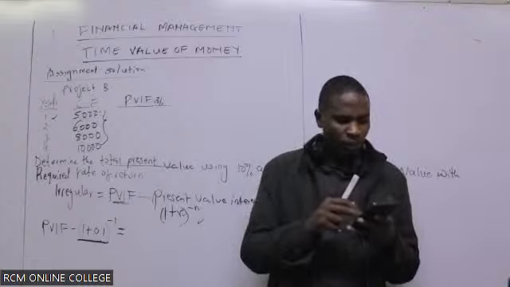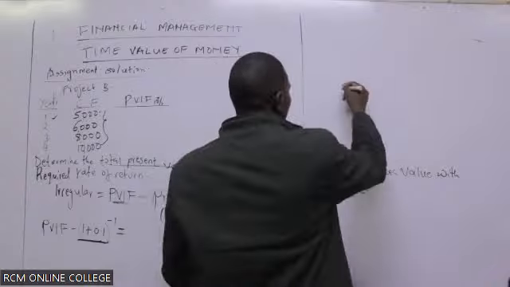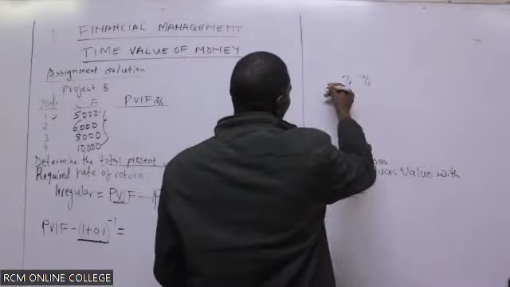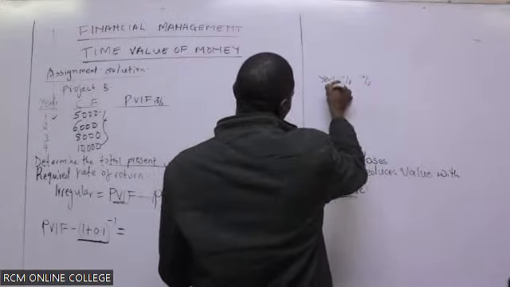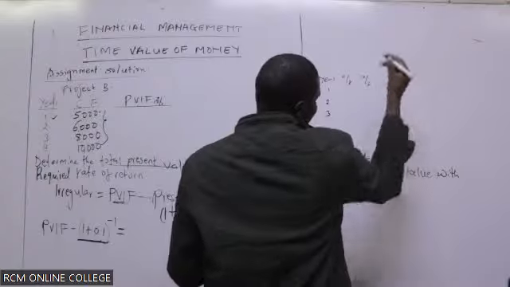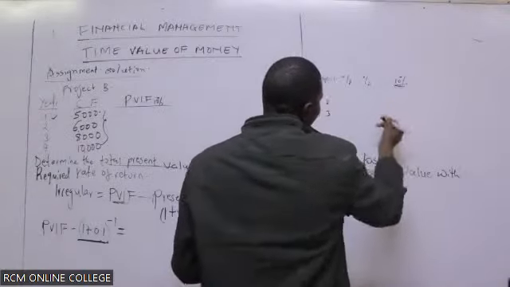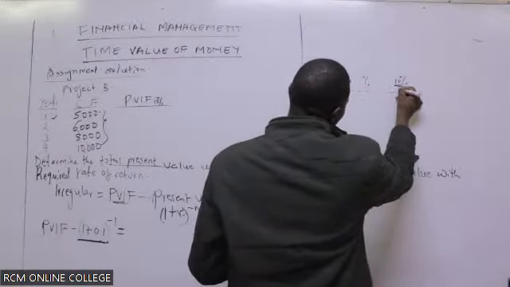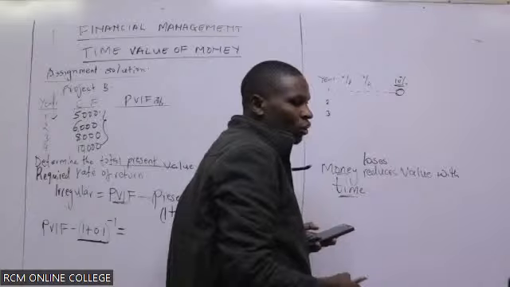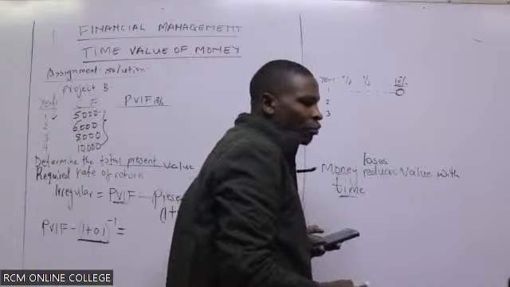For the table, you just look. You see, we are having rows and columns. We are having percentages here in the row, and then we are having years here, years downward: 1, 2, 3. So our percentage is 10%. For the person using the table, you go where we have 10%, and then where we have year 1, where they intersect, you read that value. So you say it is 0.9091. I'm waiting for a person.